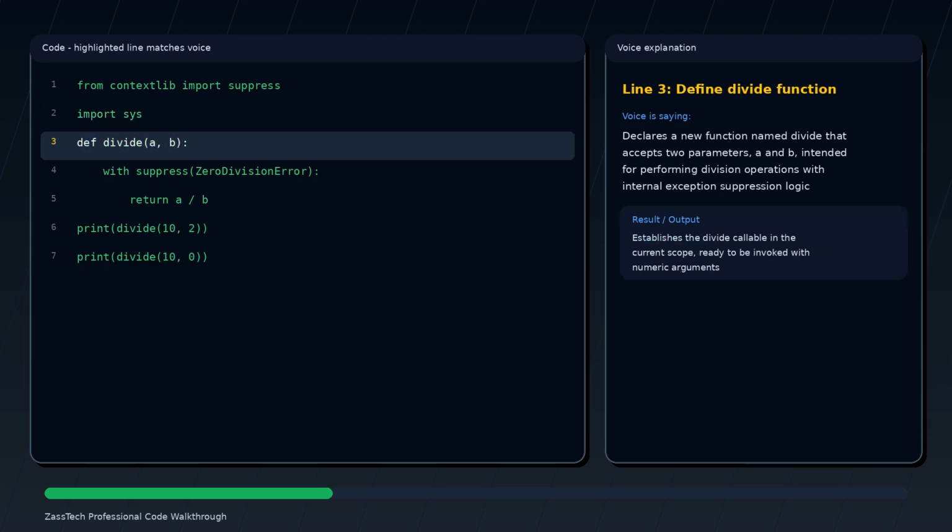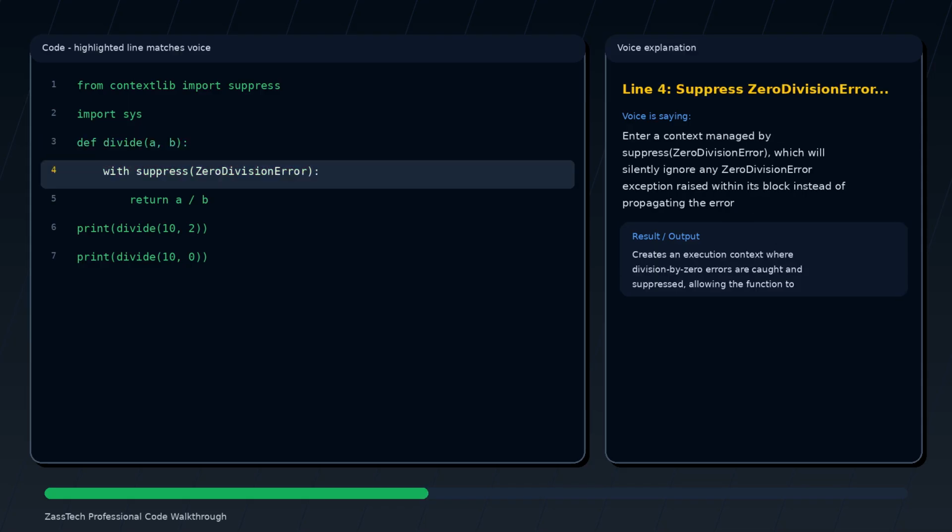Declares a new function named divide that accepts two parameters, a and b, intended for performing division operations with internal exception suppression logic. Enter a context managed by suppress, ZeroDivisionError, which will silently ignore any ZeroDivisionError exception raised within its block instead of propagating the error.